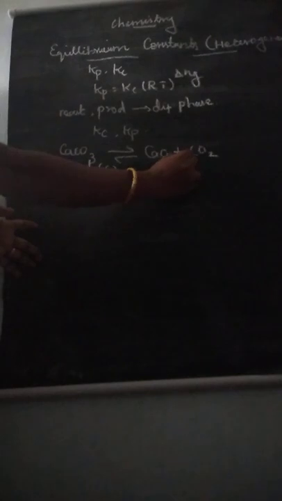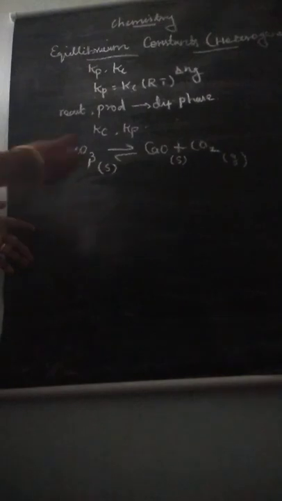In this example, calcium carbonate is solid, calcium oxide is solid and carbon dioxide is a gaseous molecule. So here the reactant is in solid phase, and the products are in solid and gaseous phase. So both the reactants and products are in different phases. Understand? So your topic: calculate the equilibrium constants Kc and Kp. You can write the Kc and Kp value of this reaction.